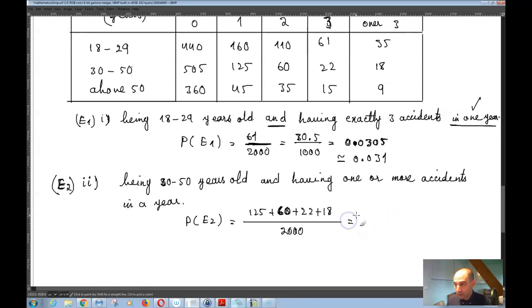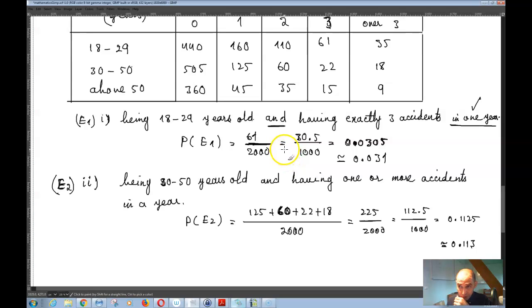Okay, so the number was 225. 225 divided by 2000. Divide this by 2, you will get 112.5 divided by 1000, which is equal to 0.1125, which is approximately 0.113. So that is that.